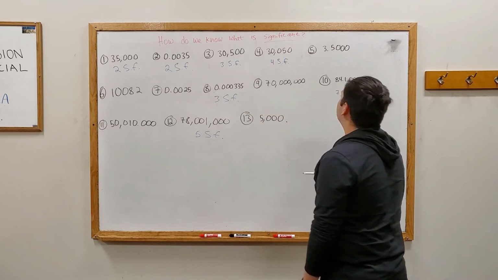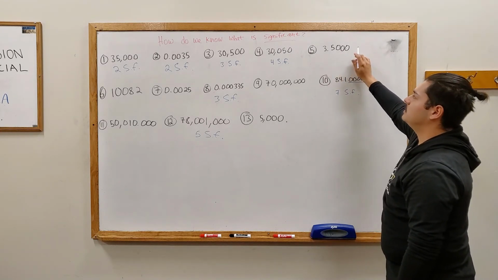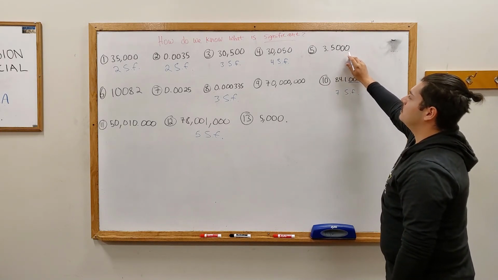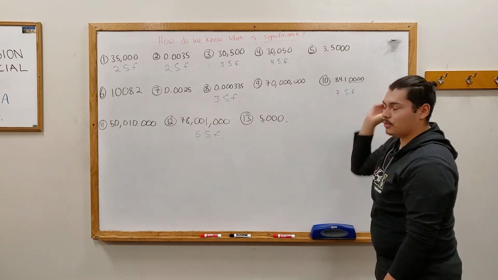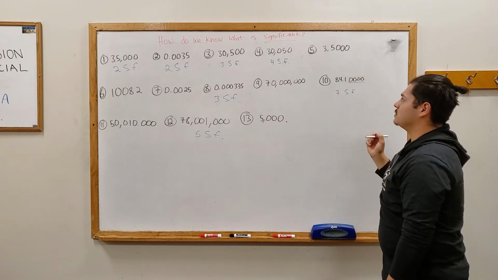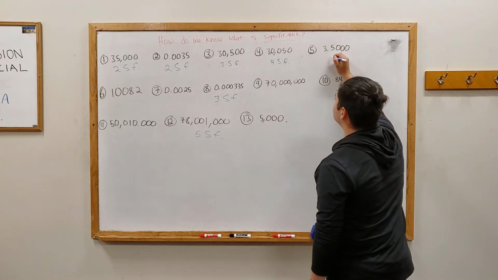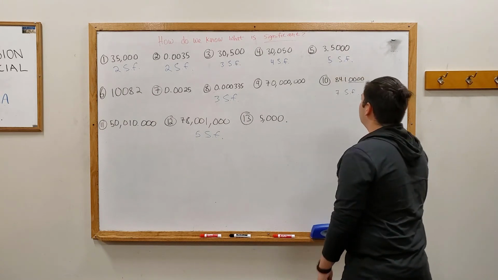Now looking at number 5, we have 3.5 thousand. Looking at these zeros, the key is that decimal point. Since it's already there, we know that these trailing zeros are going to be significant. So this number has 5 significant figures.